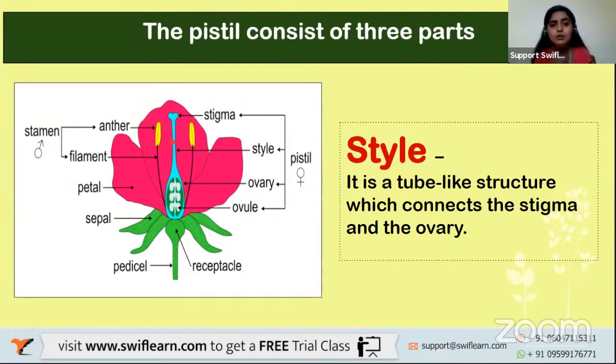There is a long tube right here, which is known as the style, okay? And this style is connected to the ovary. Right here is the ovary, and this is the style that connects to the stigma. When a pollen grain comes and sticks onto the stigma, the pollen will be taken from the stigma through this style and up to your ovary. I hope we are clear till here.